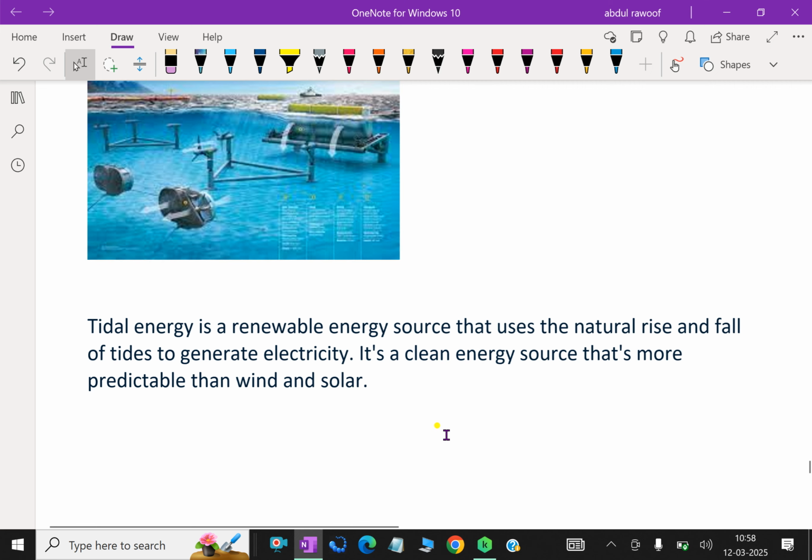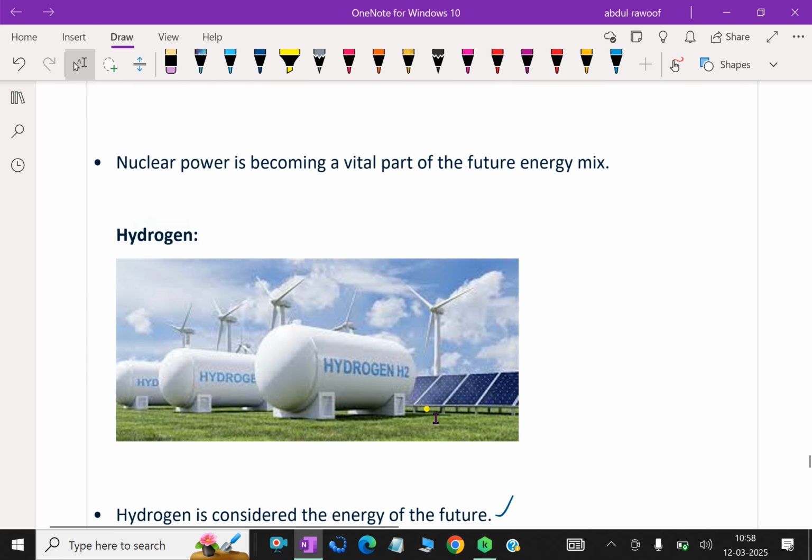So far, we discussed the energy sources. We have done.